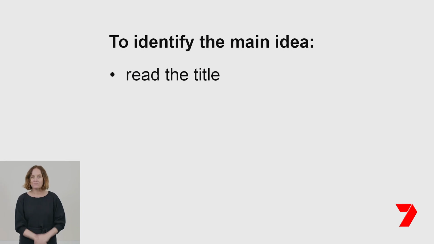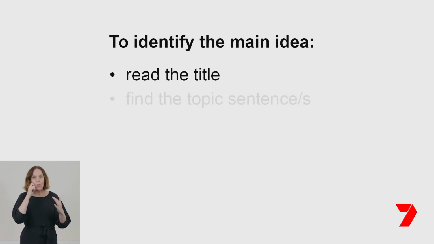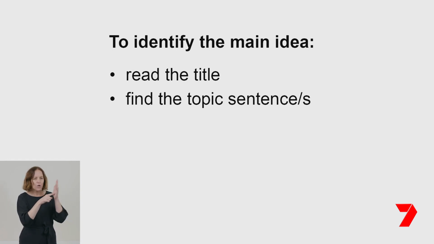Well, there are a few strategies that we can use to help us work out the main idea of our text. Remember, we need to know the main idea of the text to help us summarise. To identify the main idea in a text, we can read the title. The title is normally a good indication of what we are about to read or view. We can find the topic sentence or sentences for the text being read.